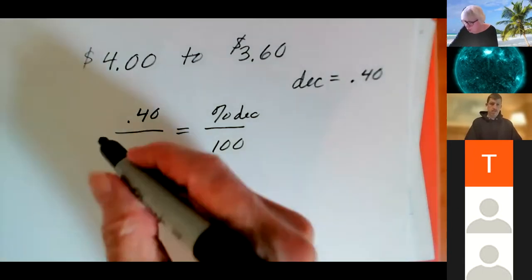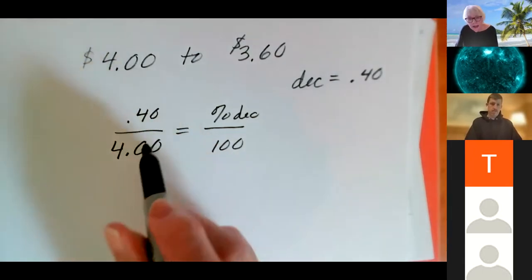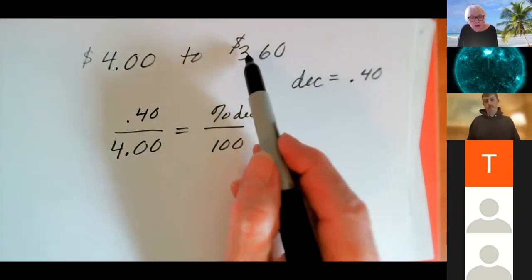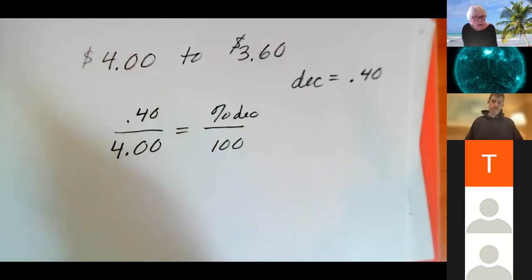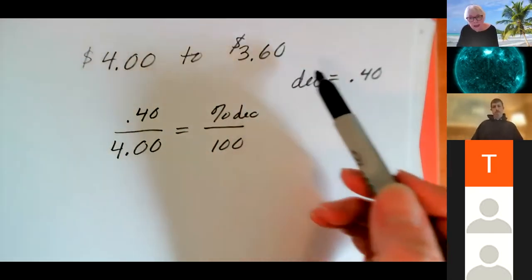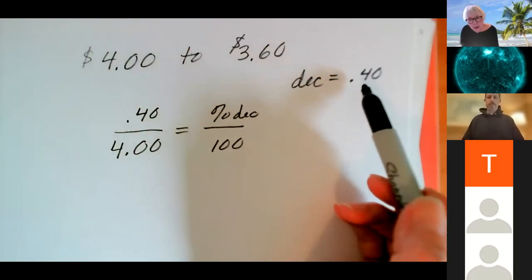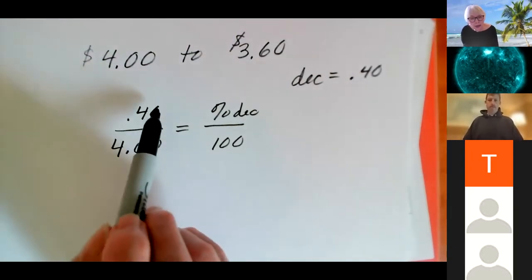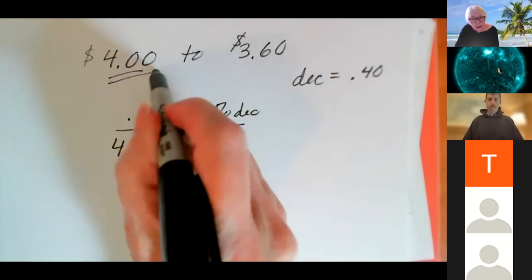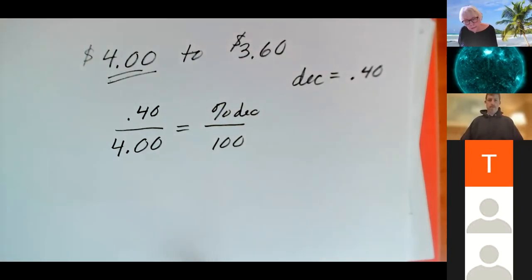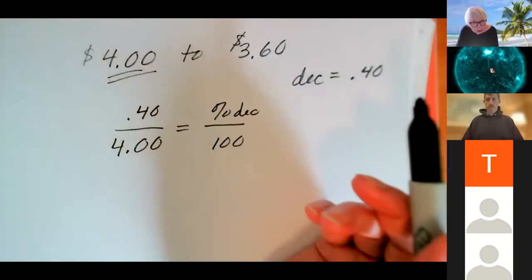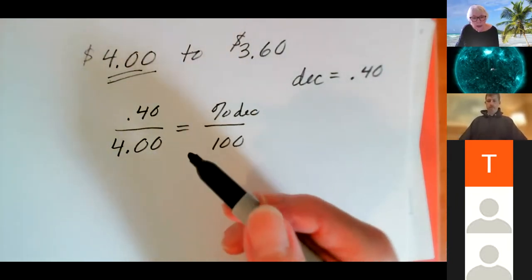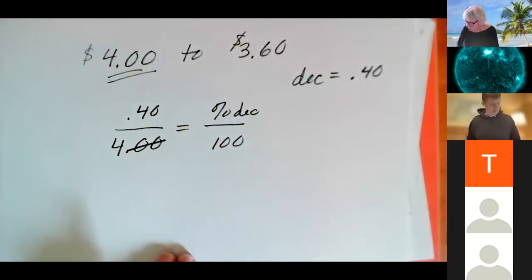$4, the original. There's a lot of mistakes made on this. First of all, people are trying to do $3.60 and $4 and try to make something out of that. That won't work. You need to subtract the two to see how much it went down. But then you still have one more hurdle. And the other hurdle is that you always go with the original amount. So the original amount could be more or less. But this is what happens.